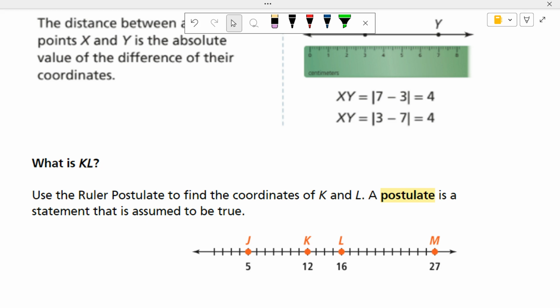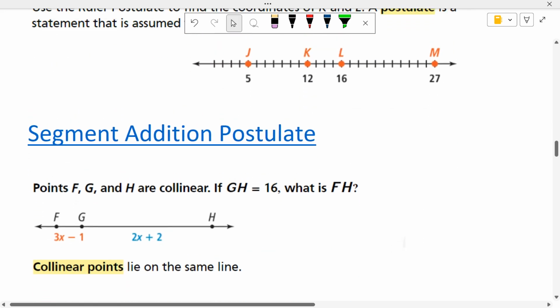Okay. All right. So how long's KL here, sir? 12 to 16. Yeah, how long is it? How far is it from 12 to 16? 4. Absolutely. It is 4. Now, how do you figure that out? Well, you can take 16 minus 12 is 4. You can count from 12 to 16, 1, 2, 3, 4. You could take 12 minus 16 and take the absolute value of that. Okay?